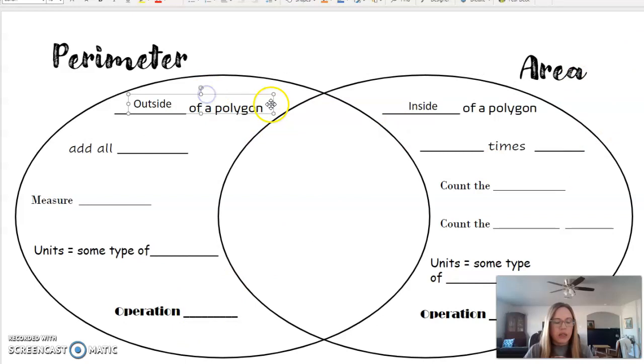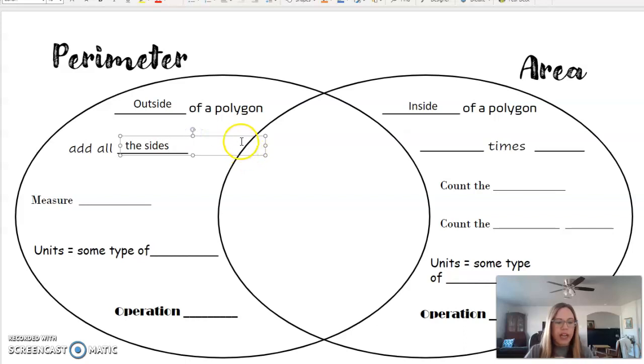Well, how do we find this? For perimeter, our operation is to add. What do we add together? We add up all the sides. Just like if you were measuring a room, around a room, you would measure all the walls, right? How long each wall was, and then you would add it together. So perimeter is adding up all the sides.